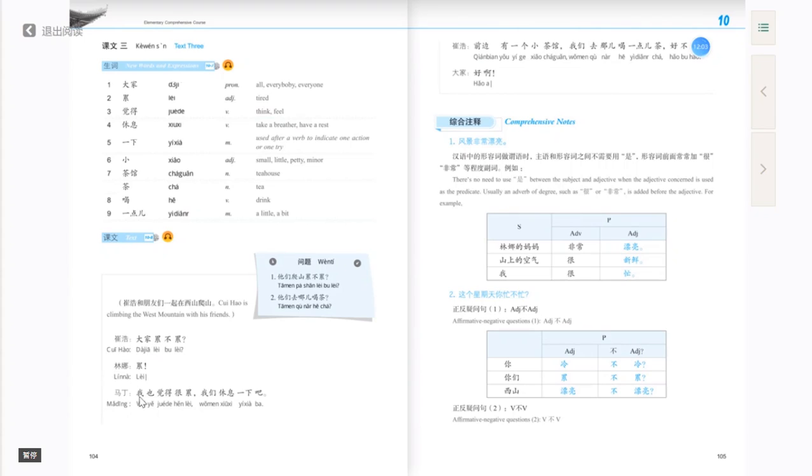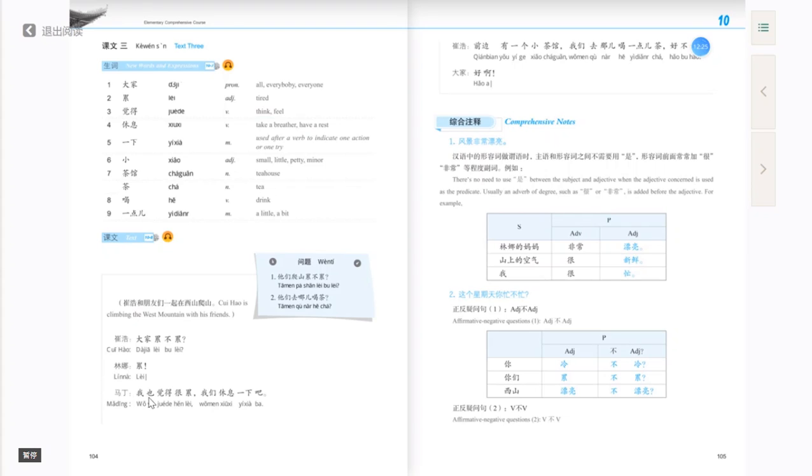And Lina answered 累, tired. So you can see Lina didn't answer with 是 because this is not a yes or no question, right? There's no ma, right? So you can directly answer with the affirmative part or the negative part. So 大家累不累? 累, or you can say 不累, right?